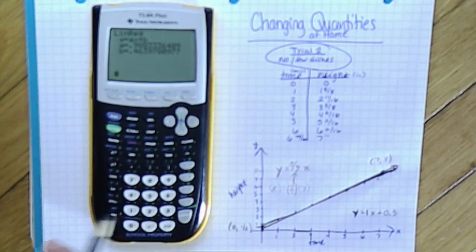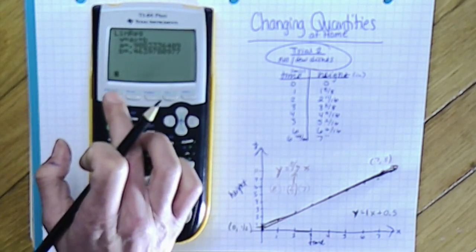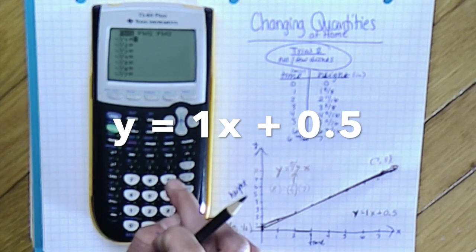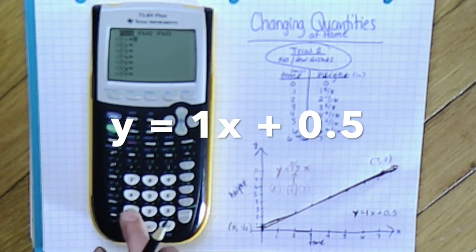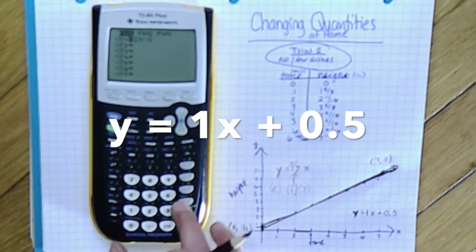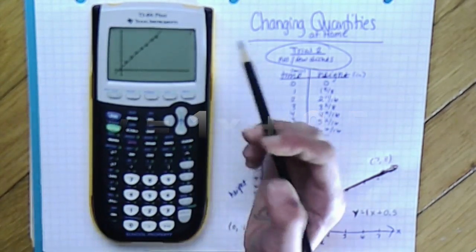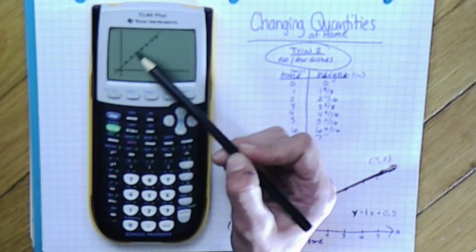What does that look like on the graphing device? So we can go to y equals, and then type in 1x plus 0.5, and then graph it. And you can see that that line fits the data pretty well.